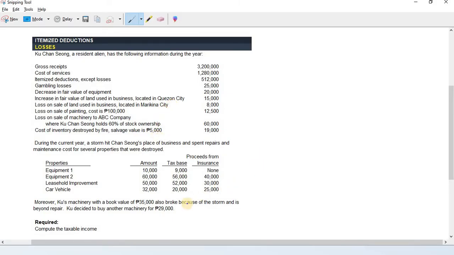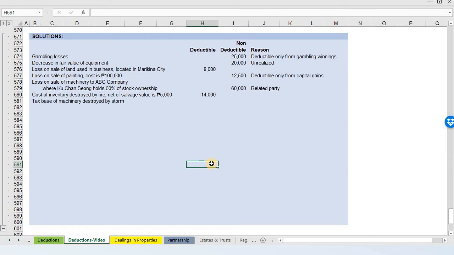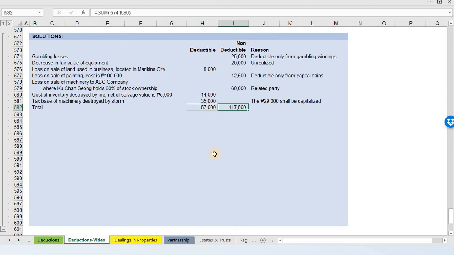So that is the reason why the 35,000 shall be considered as a loss, then the 29,000 pesos will be capitalized as the new machinery. So again, the loss is the tax base, which is 35,000 pesos. So the 29,000 shall be capitalized. So now for the meantime, let us get the total. The deductible loss is 57,000 pesos. Then the non-deductible loss is 117,500.